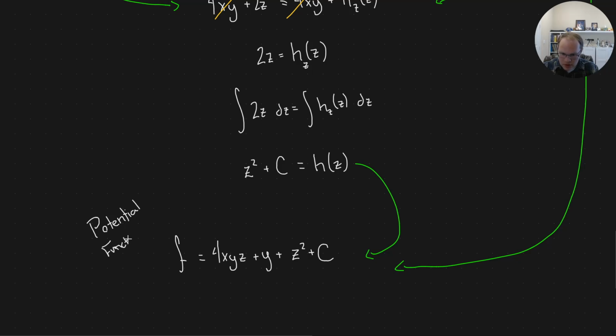Again, we call it a potential function, but really it's a family of potential functions, right? It's only unique up to a constant. Any choice of c would be a potential function for our vector field. Usually we just choose c equal to 0 to make it as simple as possible.